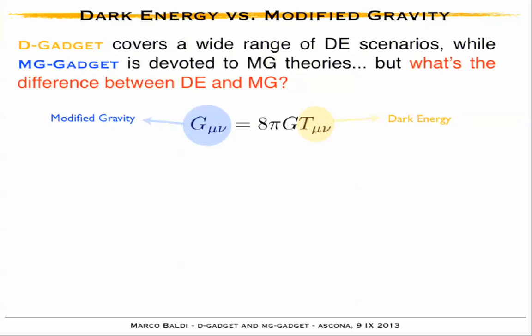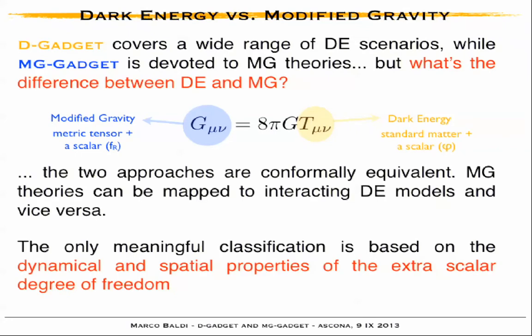In the end, this is not actually a very meaningful distinction, because you can easily demonstrate that modified gravity models are nothing other than standard general relativity plus a scalar. The same is true for dark energy, where you have the standard matter energy-momentum tensor plus a scalar. In fact, it can be demonstrated that the two approaches are conformally equivalent to each other, so you can map one to the other with a simple conformal transformation of the metric. So what is a meaningful classification and distinction between dark energy and modified gravity? Well, this only depends on the dynamical properties and spatial properties of the scalar field. It doesn't matter whether you call it f of R or phi.